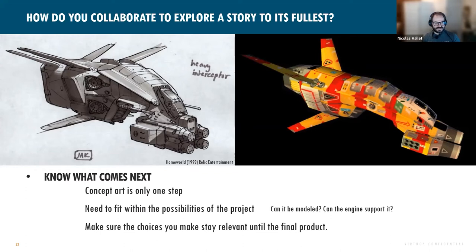So that was basically the artist knowing what's going to come next, because we're just one step in the process. So we have to make sure that the ideas we're pushing and the story elements or images that we're trying to bring in are relevant until the final product. Back in the days, it was easy to understand because often it was the same guy doing it. Also, the budget for polygons and what your engine could and could not do was very limited, so you had to make drastic choices. But I think it's still knowledge that you should always keep in the back of your mind when you're doing something.